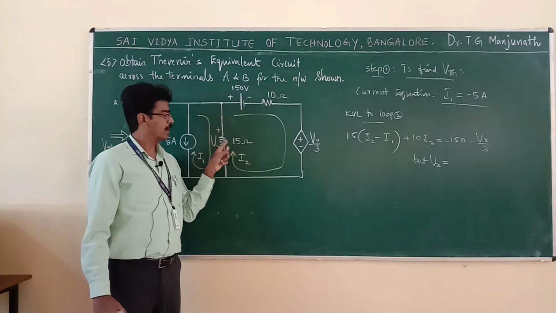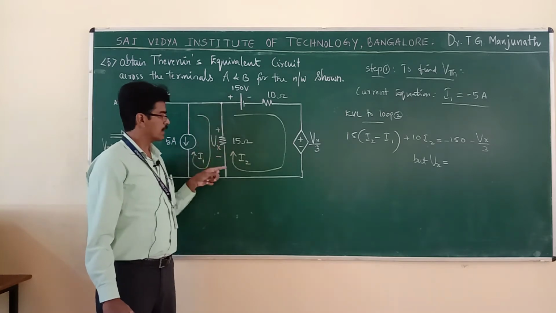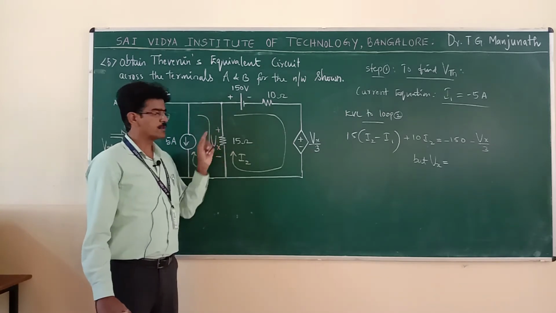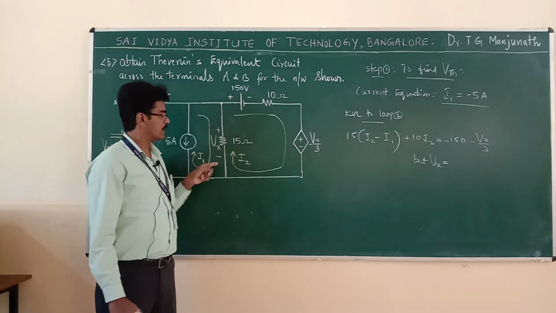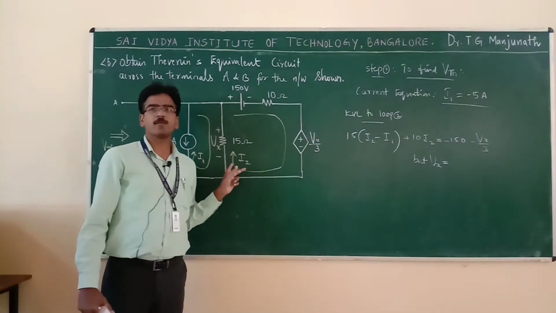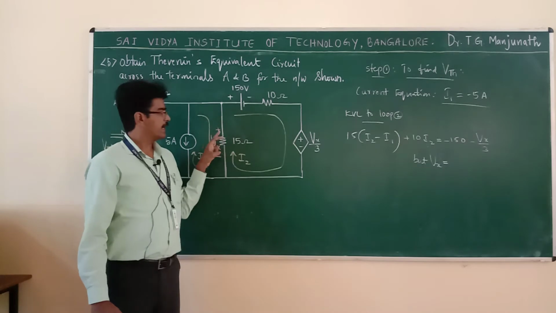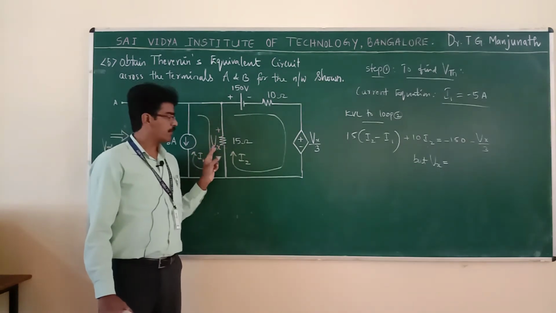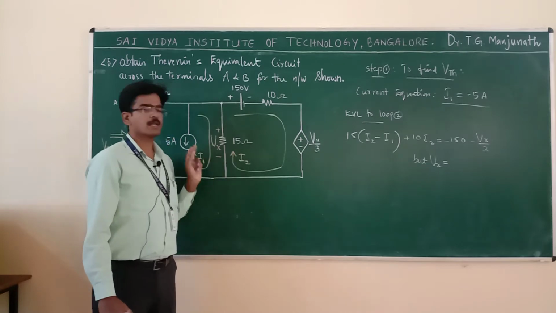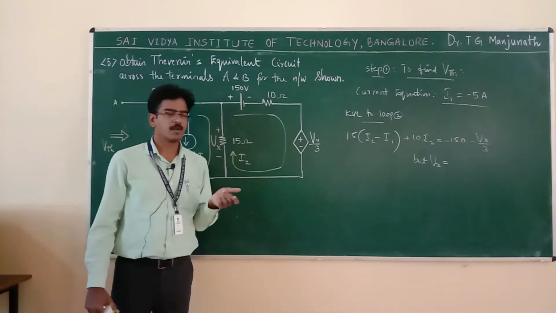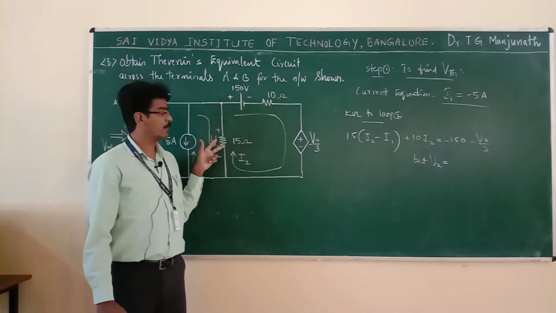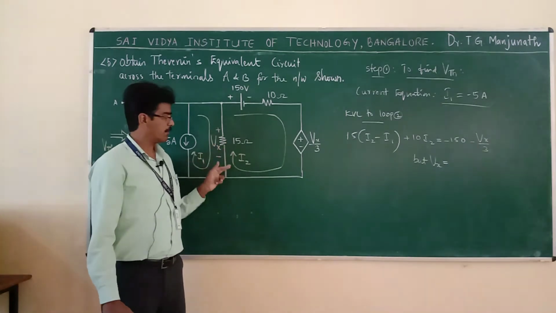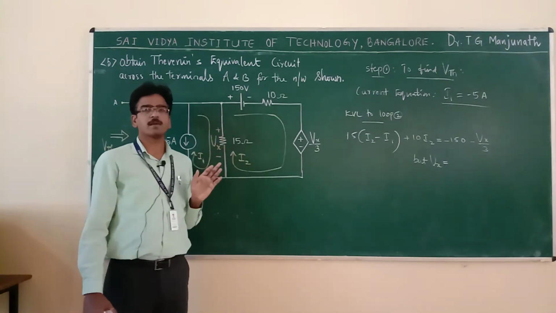R is 15. What is the current here? Two currents are flowing, one opposite to the other. I1 is flowing downward, I2 is flowing upward. Hence the current flowing through this path is either I1 minus I2 or I2 minus I1. Which is correct? Whether I should take Vx equal to 15 into (I1 minus I2) or (I2 minus I1).